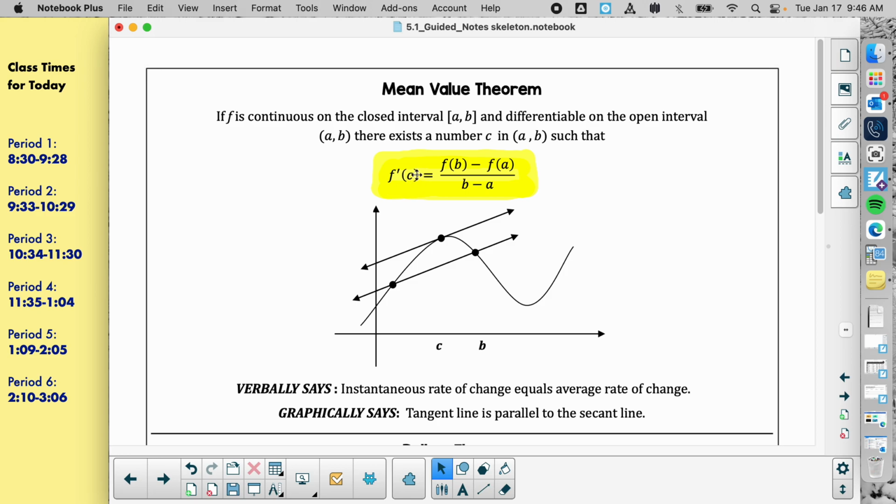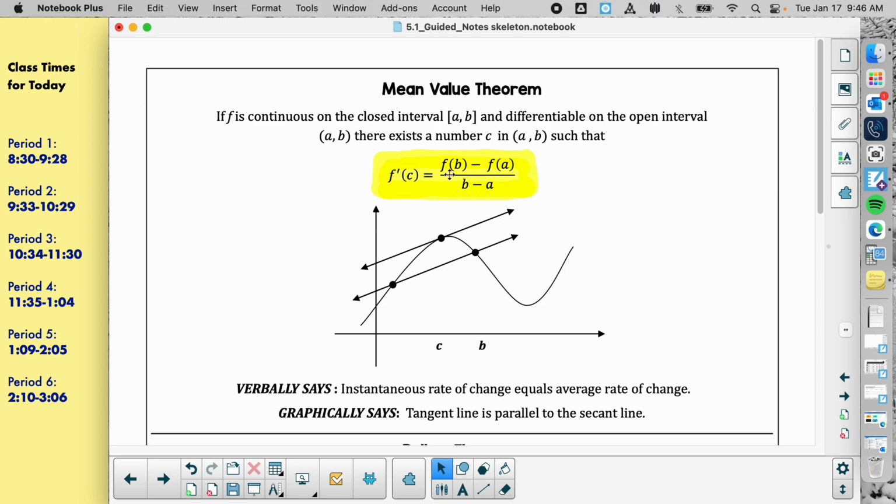Do you remember what f prime of c stands for? Okay, so the instantaneous slope. And c represents a random place between a and b. Whenever we have c, that's what it's for. Okay, what does this say? I should have phrased that differently. What does it stand for? Okay, so in calc terms, average slope. So this is basically saying the instantaneous slope is going to be equal to the average slope.